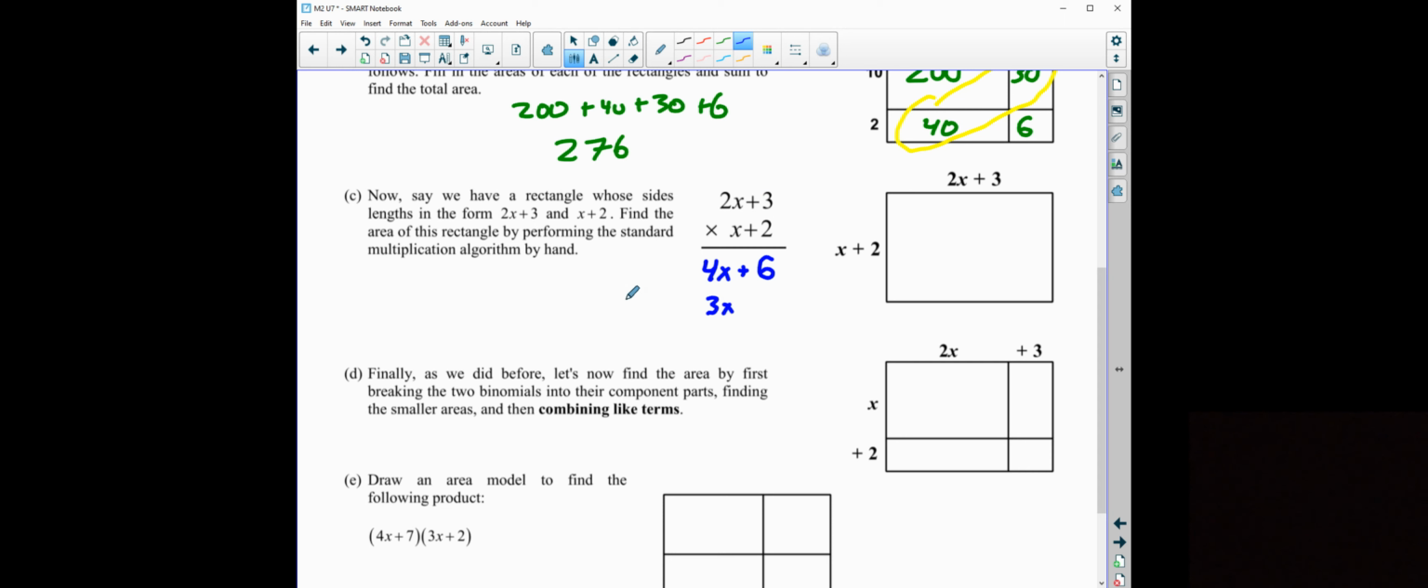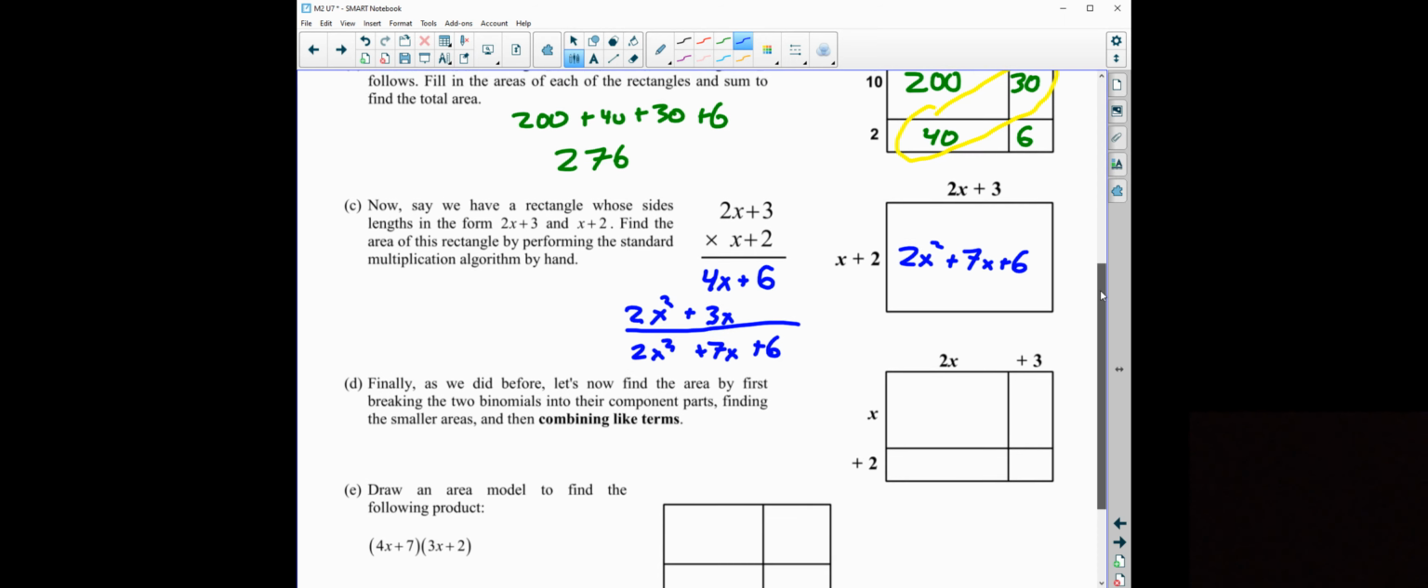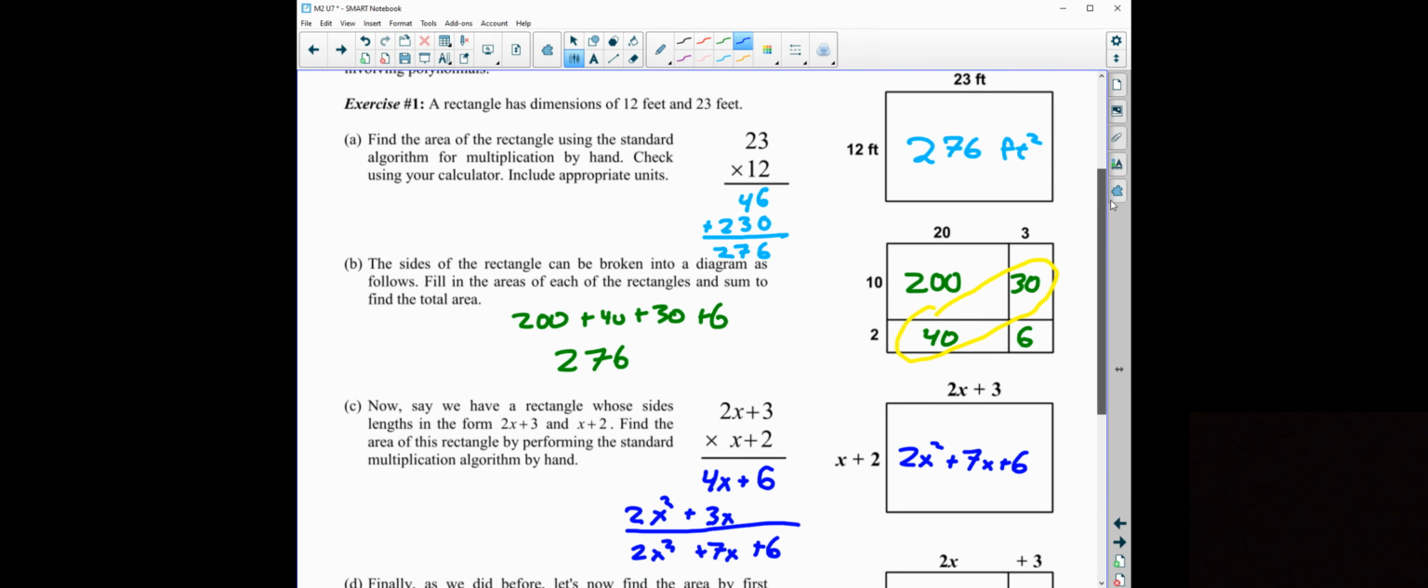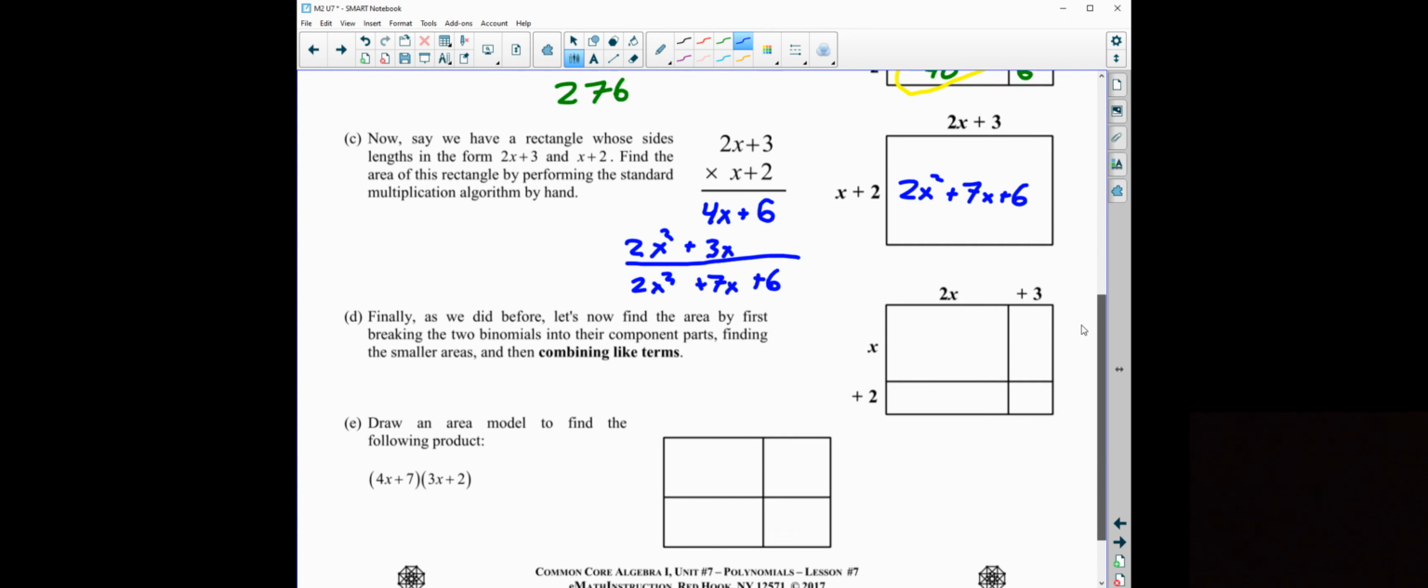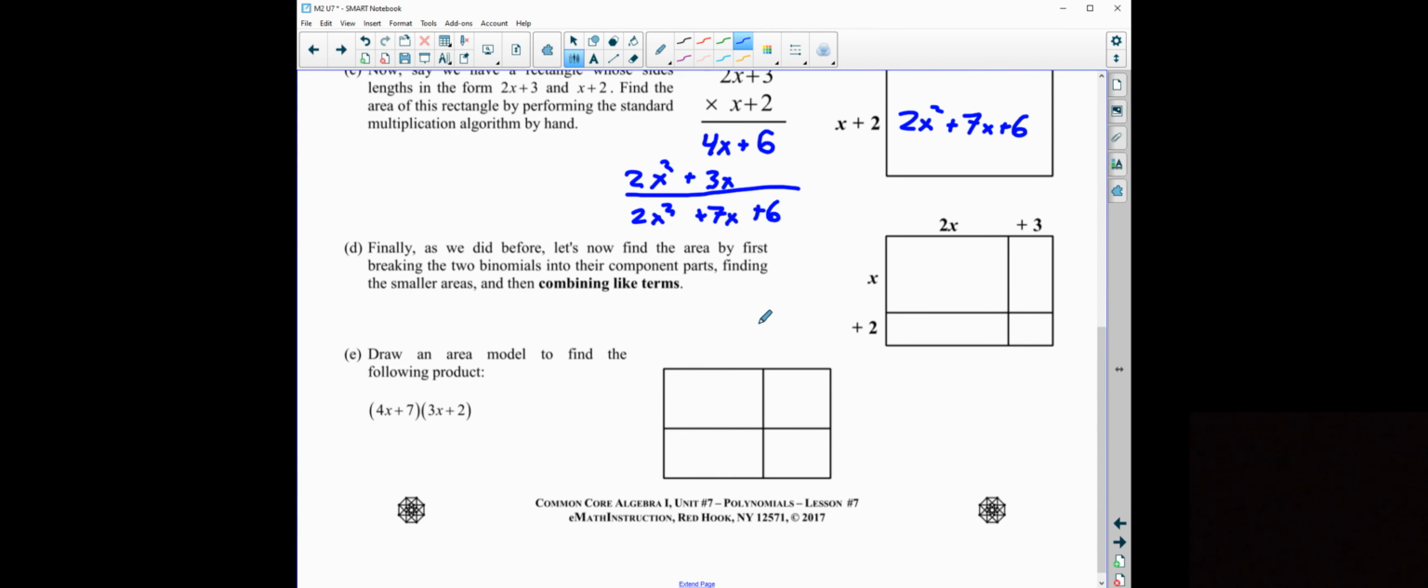x times 2x is 2x squared. I'll write that over here to the left so that it's in decreasing order of degree. Let's add those together. I have only one thing, which is the 2x squared. I have two things with a single x, which add to 7x, and I've got a 6. So the area of this big rectangle is 2x squared plus 7x plus 6, which is really similar, by the way, to the 276 we got up there, isn't it? 276 broke down to that.